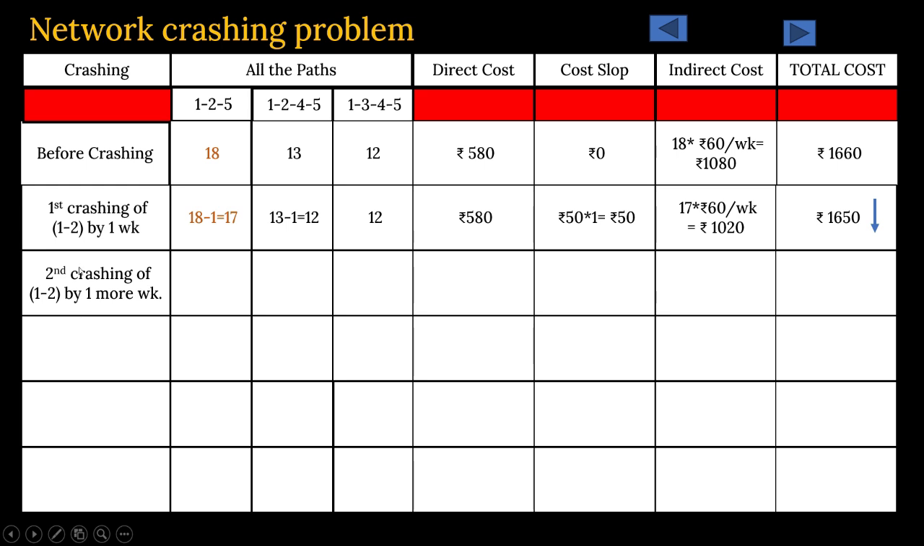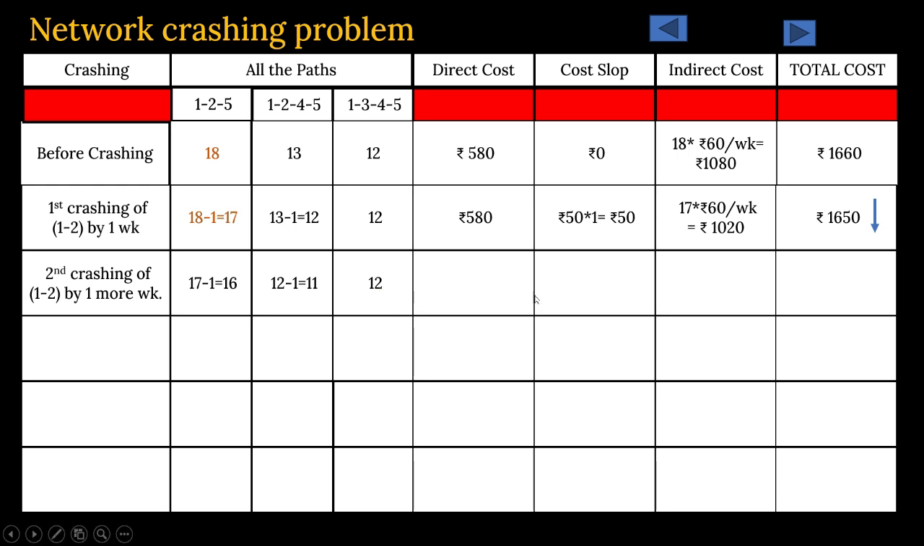So second crashing, again the same activity 1 to 2 by 1 more week. Earlier it was 17 days. Now it is reduced, minus 1 day, 16. 1 to 2 is also involved in this path. So here also the duration will be reduced, 12 minus 1. That means 11 weeks or 11 days, whatever. Here obviously there is no reflection because that path is not involved in this. So here it will remain 12 days.